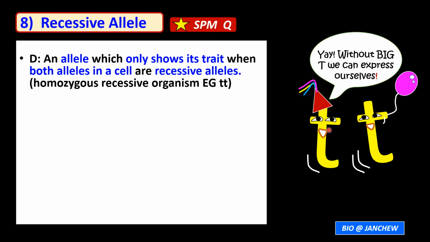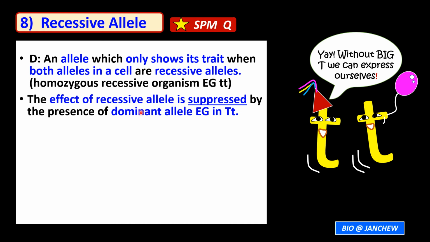Just like in this cartoon, you see that these two small t's are happy because they can express their trait. Without big T, we can express ourselves. But if the big T allele, that is the allele for tall stem, is in the organism, then it will suppress the effect of the small t allele, which is the allele for dwarf stem. So the recessive allele is only able to show its trait if both the alleles in the cell are recessive alleles.